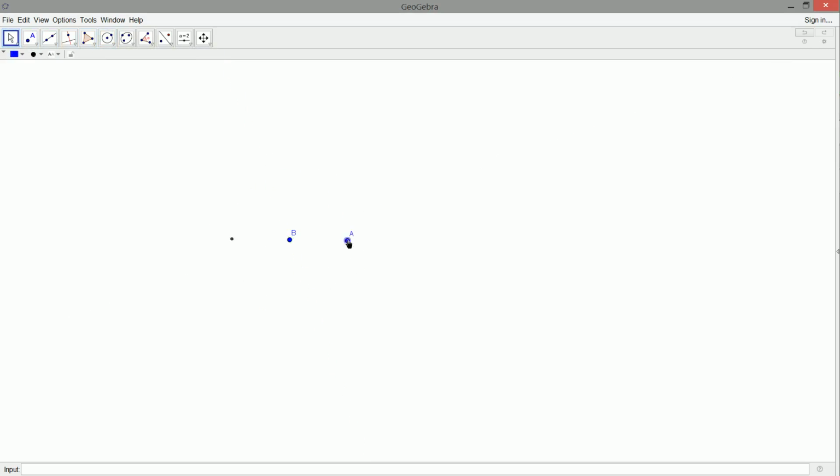And as A moves, our point moves around B. And as A gets closer to B, our point gets closer to B. As A gets further away, so does our point. So this really is reflected in B. So that's how we reflect a point in another point.